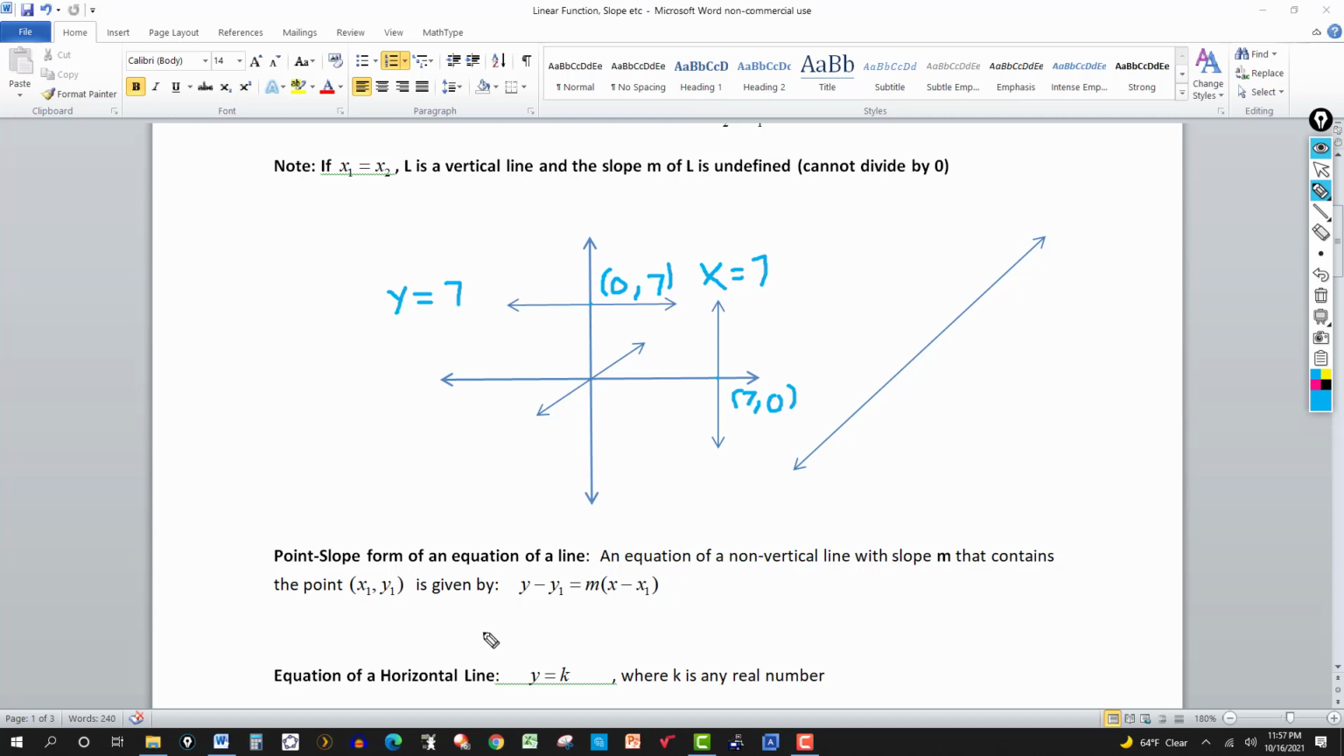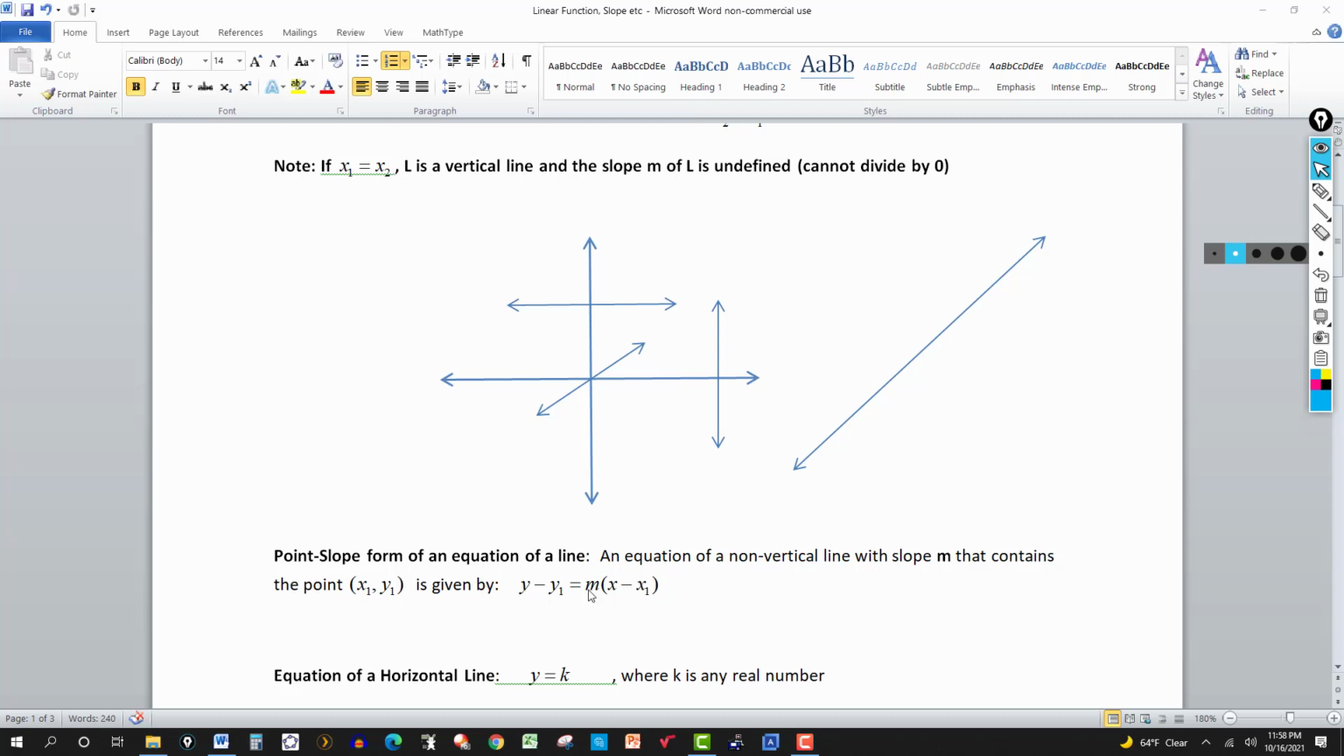Okay, so we'll point out over here, look at this right here. This is called the point-slope form of an equation of a line. An equation of a non-vertical line with slope m that contains the point x1, y1 is given by this formula right here. So this tells you that if they give you 1 point, you can find the equation of a line if you know the slope. Just plug it into this formula.